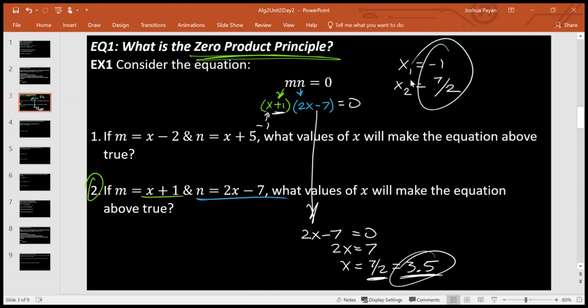If I plug in either one of these for x, if I plug in negative 1 here, or if I plug in 7 over 2 here, I'm going to arrive at 0. Okay, so that does it for this video. That's all the zero product principle is. Pretty simple stuff. And hopefully you can see what the implications are as it pertains to factoring and finding x-intercepts.